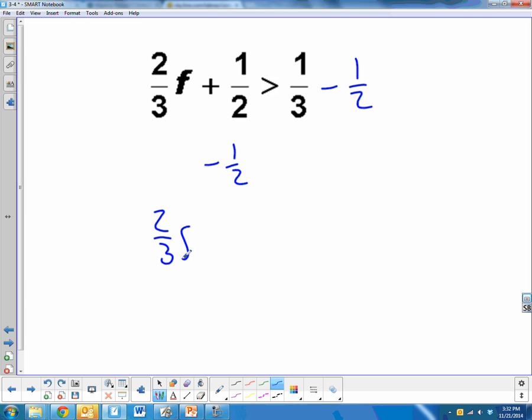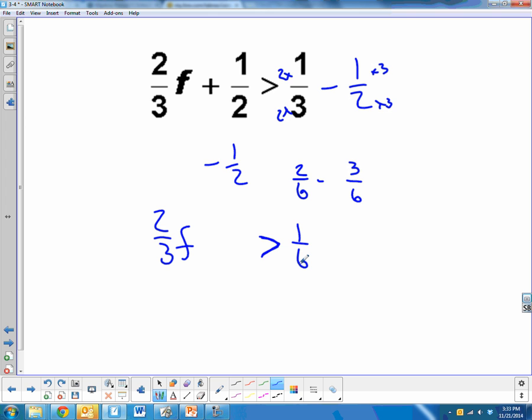So I have 2/3 f greater than. I don't have common denominators, so let's go with sixths maybe. So I'm going to times 2. I get 2/6 minus, times 3 there, I get 3/6. 2/6 minus 3/6 is 1/6. Those are the sixths. So we've worked with our fractions there.